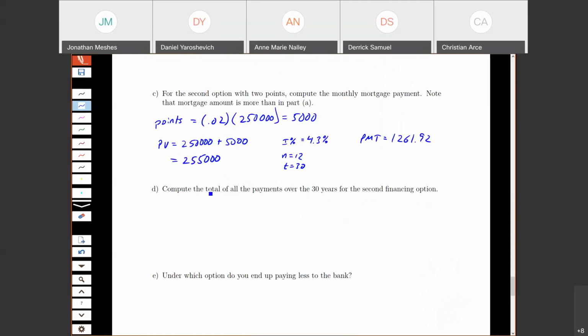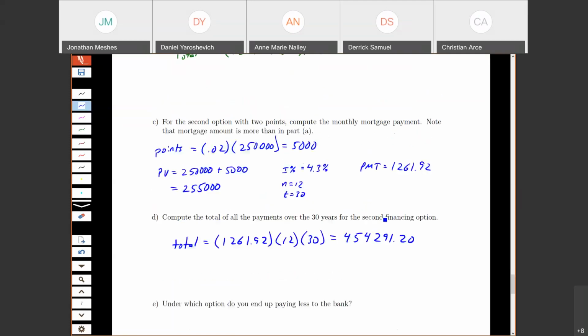All right, now compute the total of all the payments for 30 years for the second financing option. Oh, good, it worked. All right. So here, the total, we're paying $1,261.92, 12 times a year for 30 years. Okay. So we end up with $454,291.20.